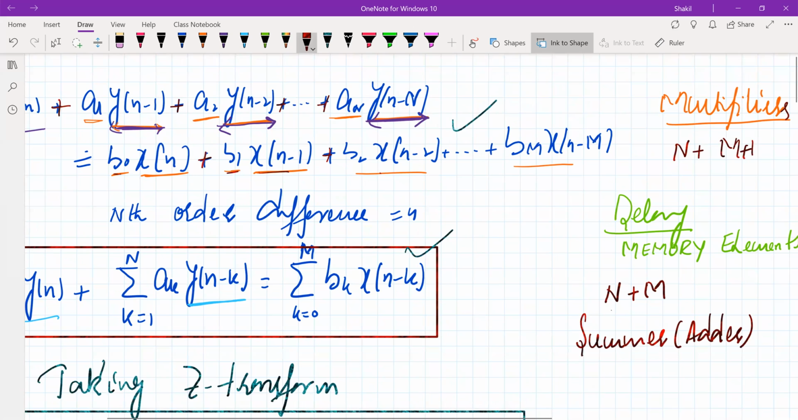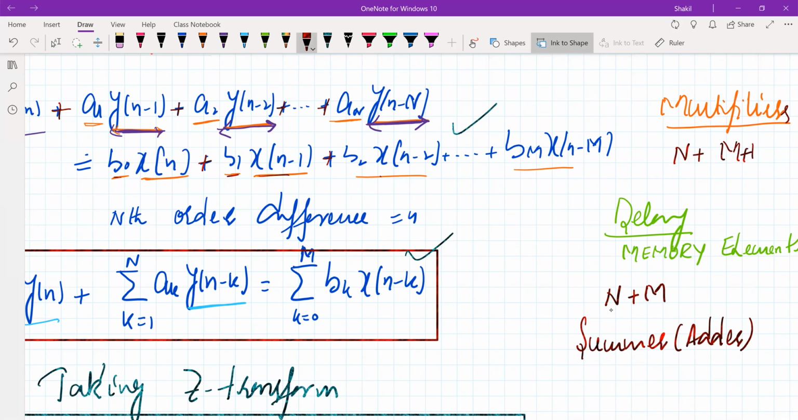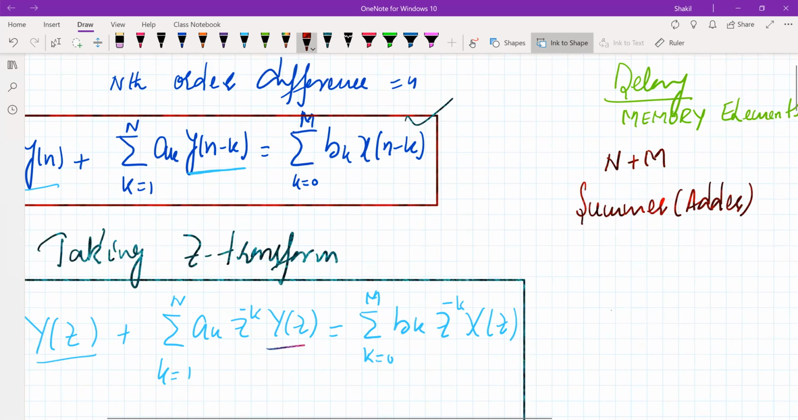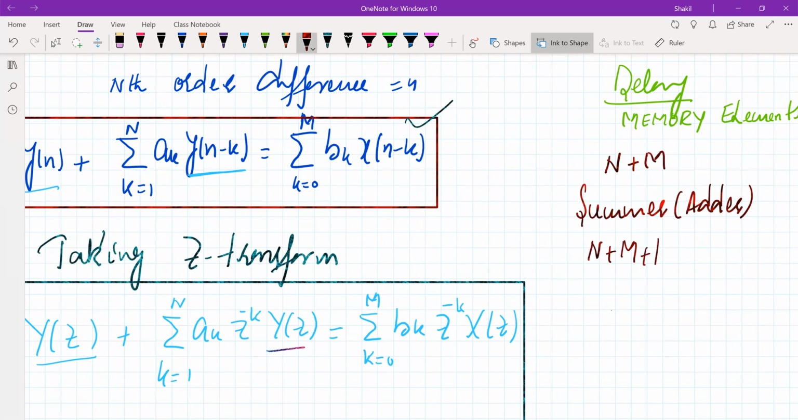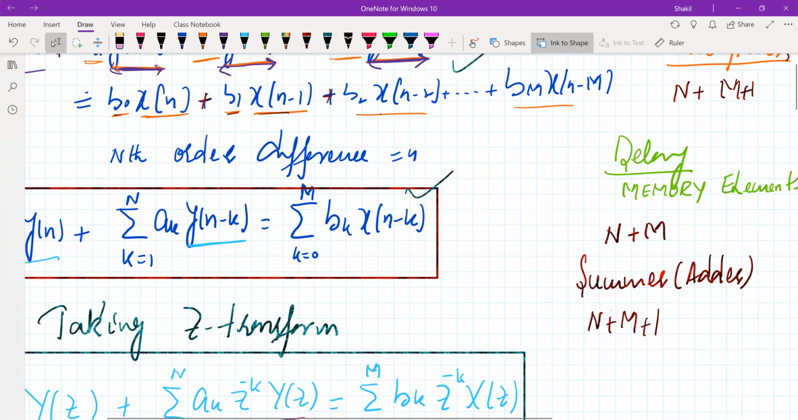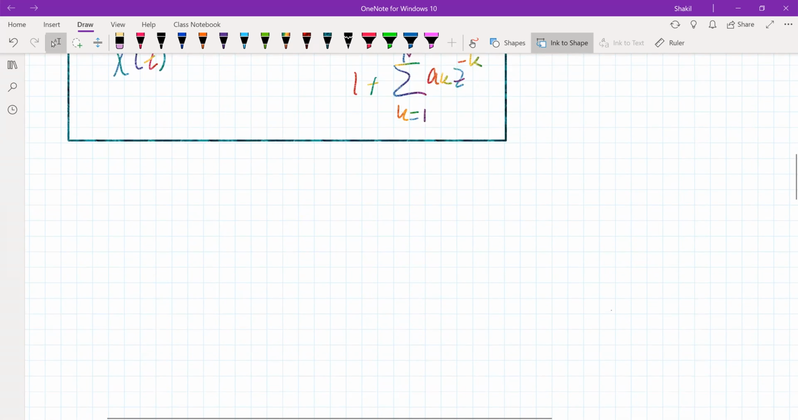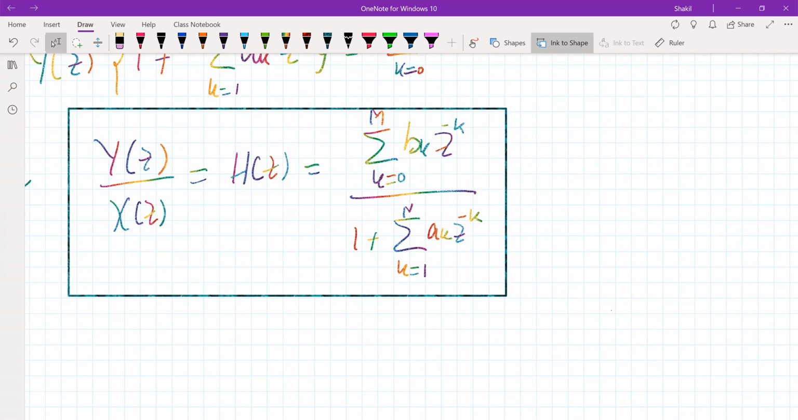How many summers do we require? There are n summers in this, and how many summers are there? M summers. So please check how many, n plus n plus 1 I think. Please check how many are exactly required to realize this differential equation. Now before I proceed, please remember.